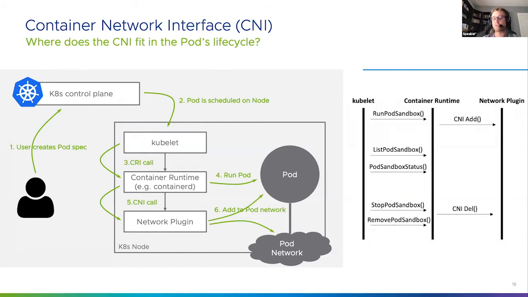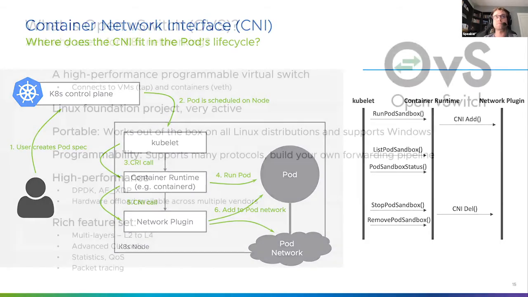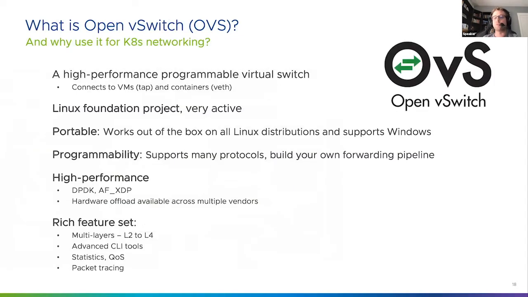The CNI interface is very simple to understand. It has three different commands. CNI ADD, which is invoked when the pod is created, CNI DEL, which is called when the pod is torn down, and CNI CHECK, which can be called periodically to validate the current network configuration for the pod. On the right-hand side, you can see the API interactions between kubelet, the container runtime, and the network plugin. So we're going to dive deeper and look at the different steps performed by the CNI plugin.